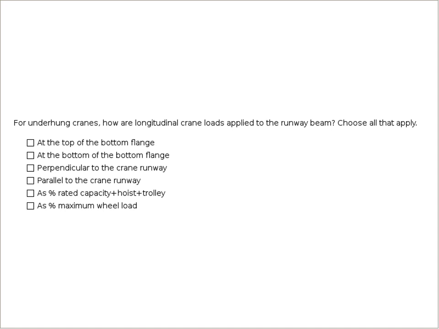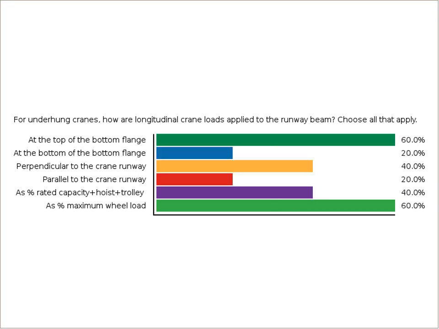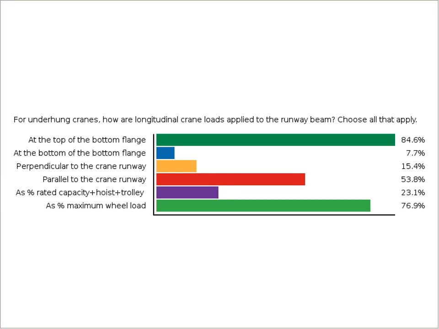This is an interactive question, so you can answer it by clicking on your screen and hitting submit. The question is, for underhung cranes, how are longitudinal crane loads applied to the runway beam? You can choose all that apply, so there may be more than one correct answer. At the top of the bottom flange, at the bottom of the bottom flange, perpendicular to the crane runway, parallel to the crane runway, as a percentage of the rated capacity plus the hoist plus the trolley weight, or as a percentage of the maximum wheel load. And again, you can choose all the answers that apply.